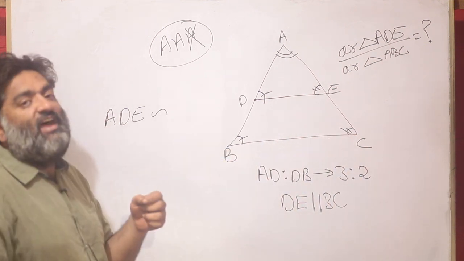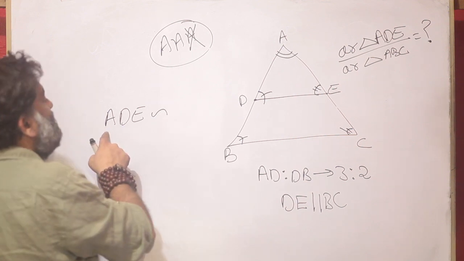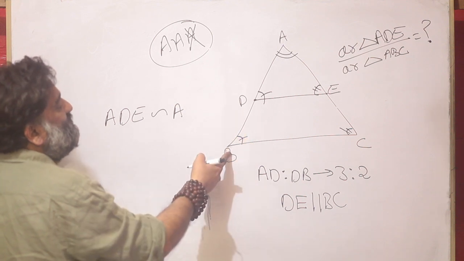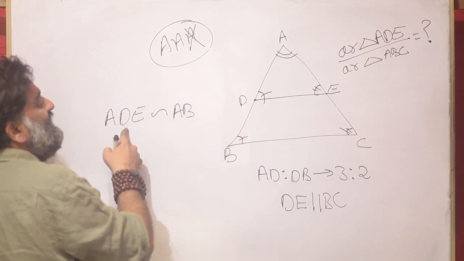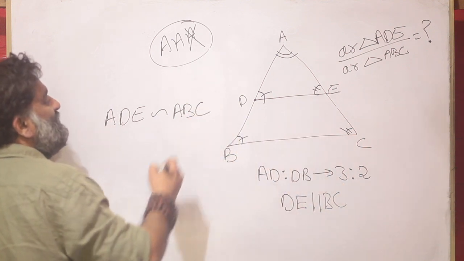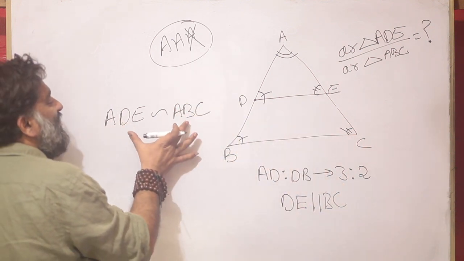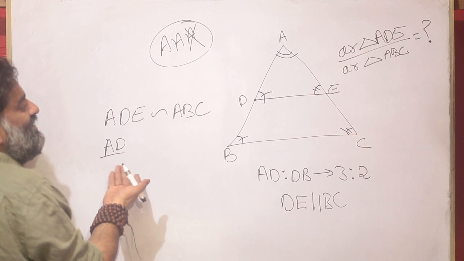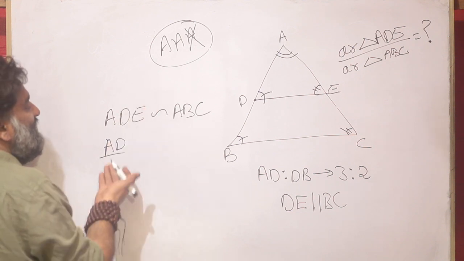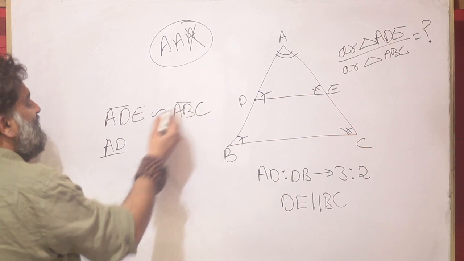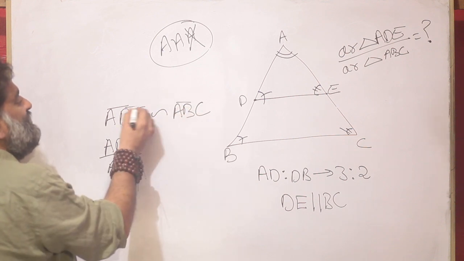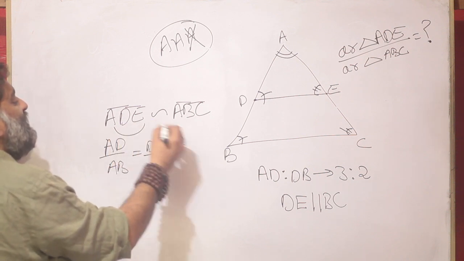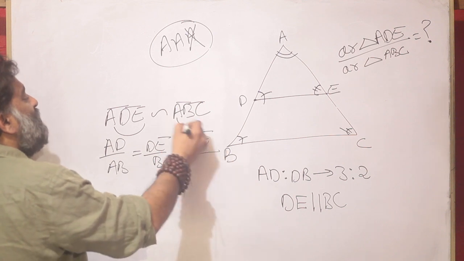Now in similarities we have to pay attention to correspondence. What corresponds with what? A corresponds to A, no problem. Angle D is equal to angle B, so D corresponds to B. Angle E is equal to angle C, so E corresponds to C. Because if I have written it in the right correspondence form, the ratio making, which is the next key result or the whole advantage of similarity, is having these ratios: AD upon AB is equal to DE upon BC is equal to AE upon AC.